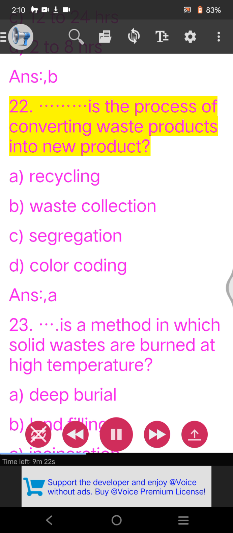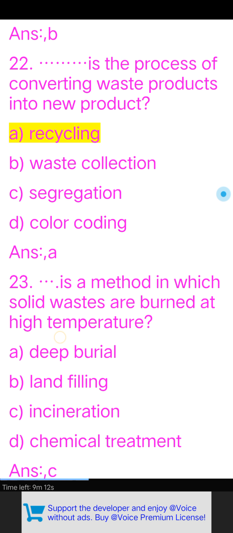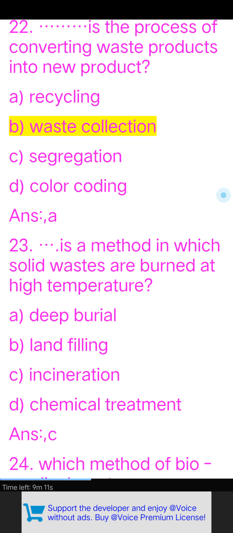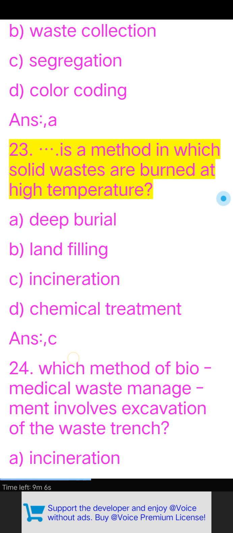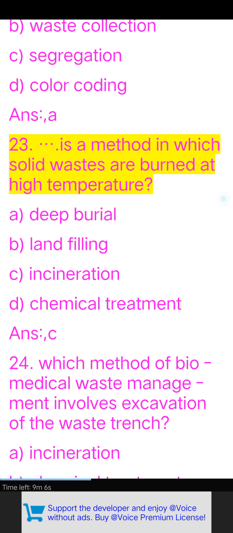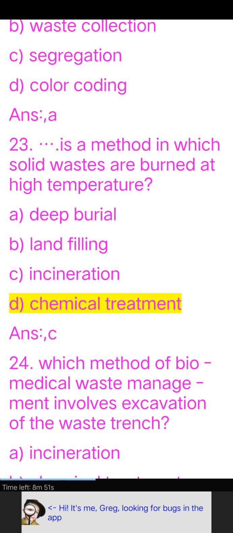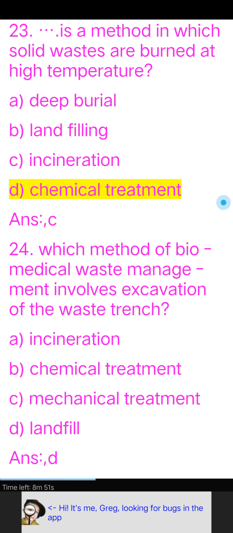22. Dash is the process of converting waste products into new product. A. Recycling. B. Waste collection. C. Segregation. D. Color coding. Answer. A. 23. Is a method in which solid wastes are burned at high temperature. A. Deep burial. B. Land filling. C. Incineration. D. Chemical treatment. Answer. C.